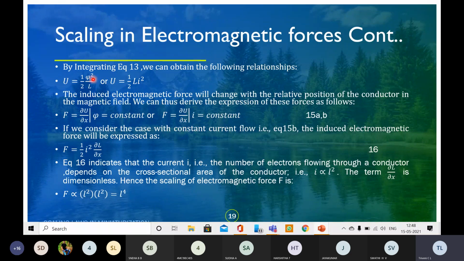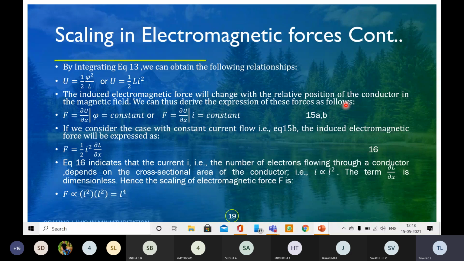Substituting phi by L in the form of current, we get U equal to half into L I square. So this is the induced electromagnetic force. But here, what happens is that the induced EMF will change whenever there is a change in the relative position of the conductor in the magnetic field.